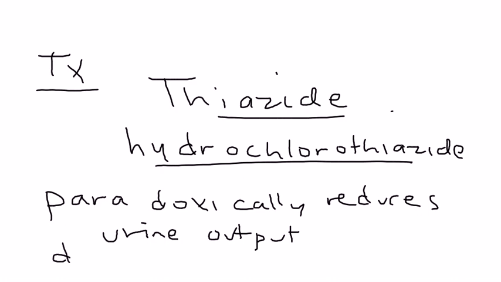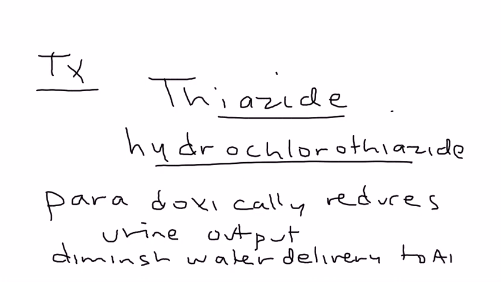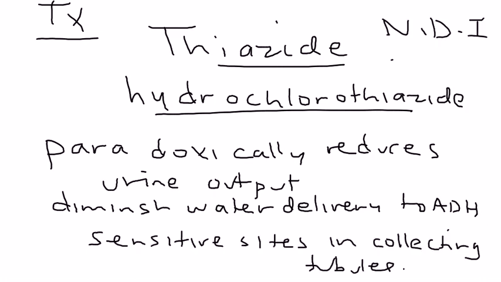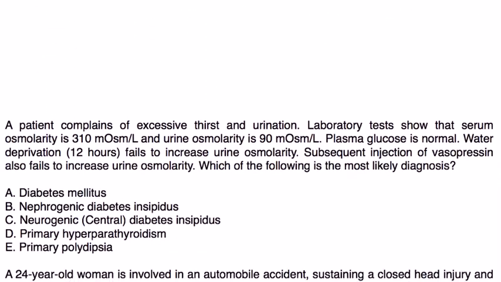Thiazides diminish the water delivery to the ADH-sensitive sites in the collecting tubules. Also put the patient on a low salt diet, and the hope is that this will allow more water to come back into the bloodstream and less water lost in the urine. So let's look at a couple of clinical vignettes to bring this to life.